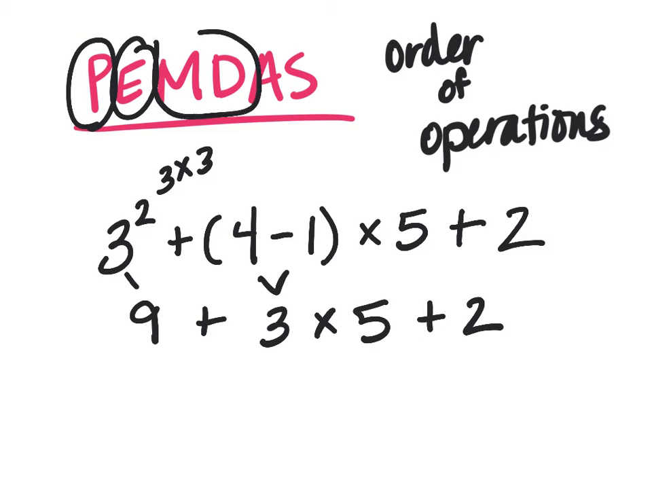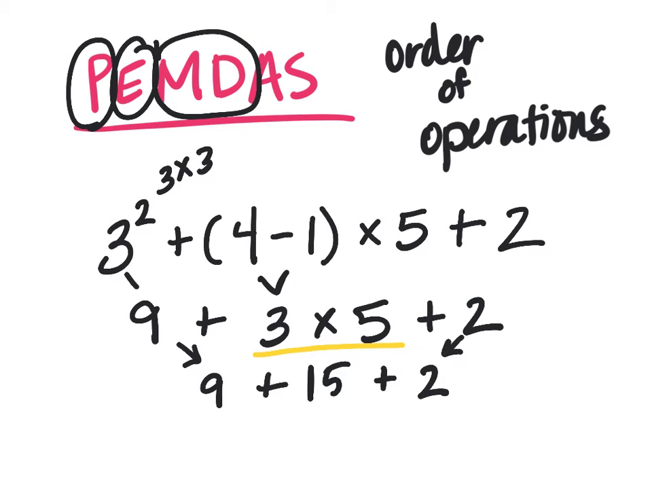The next thing we have to do is any multiplication or division from left to right. Don't get tricked by doing 9 plus 3 first. That will get you the wrong answer. The first thing we have to do is 3 times 5. So 3 times 5 is 15. Now I'm going to rewrite my problem again, just using all these things that I haven't done yet.